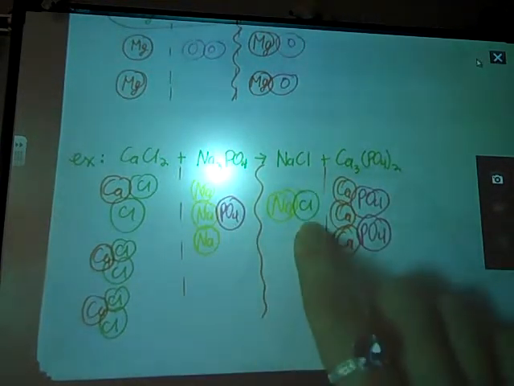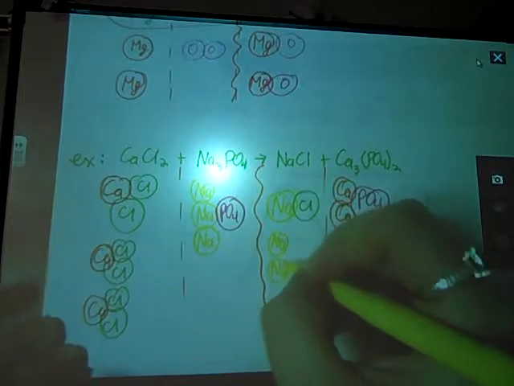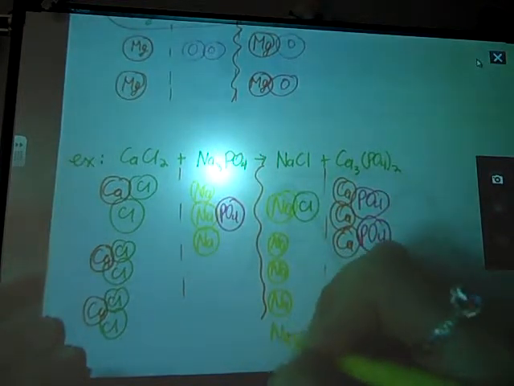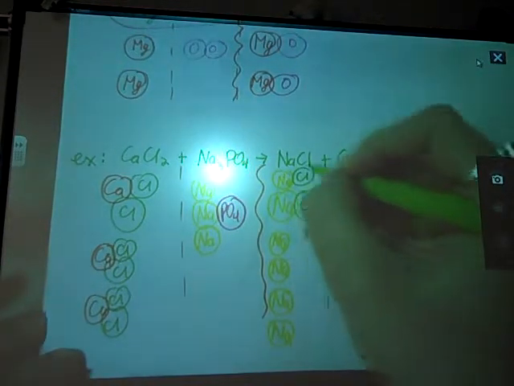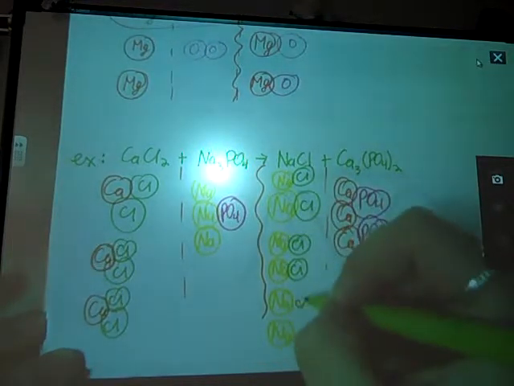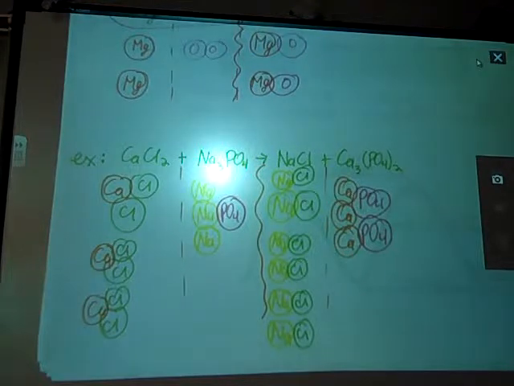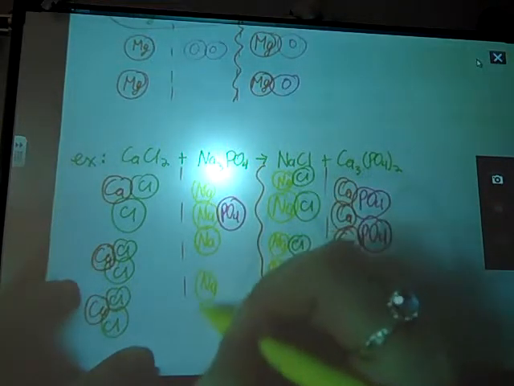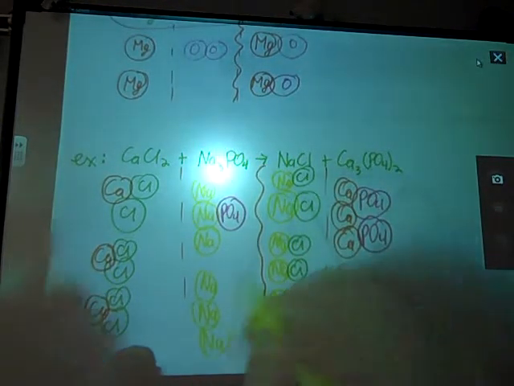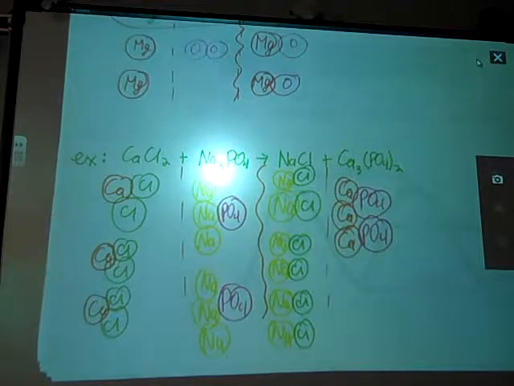6 chlorines here, but one lonely chlorine here. So I got lots more of these NaCl's to draw. Let's see if they'll all fit. I'm going to draw my last one up here. Each of those Na's comes with a Cl. Alright, so now 6 chlorines on the left, 6 chlorines on the right. Yes, I know I pointed them the wrong direction, sorry. But now my sodiums are off kilter. 6 sodiums here, 3 sodiums here. So let's see, I get 3 sodiums with 1 phosphate.